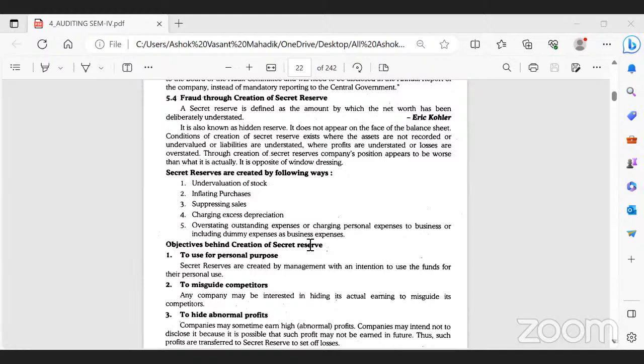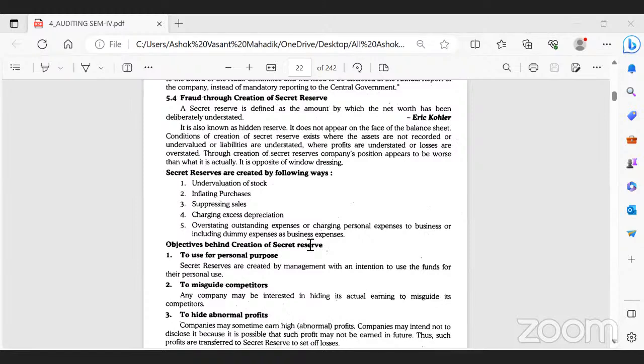Next one is fraud through secret reserve. This is exactly opposite to window dressing. In secret reserve, the management does not show off. Even if the company is doing well, they show that the company is suffering or has a lesser turnover, and show a bad position than what actually is. The intention may be to avoid competition from the competitors. Okay, not showing the business as lucrative as maybe in reality it is.